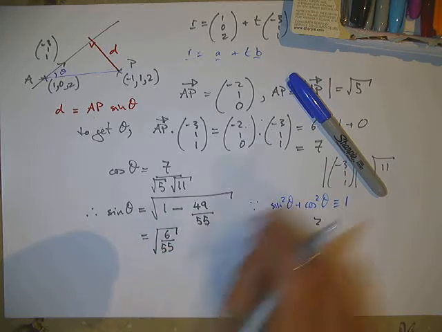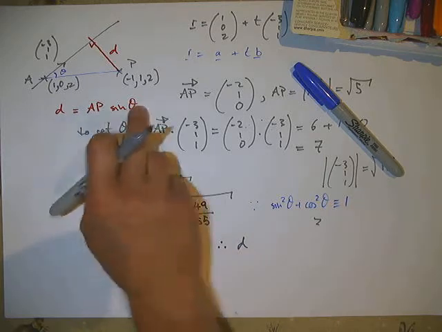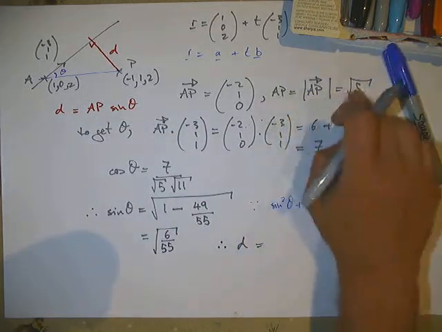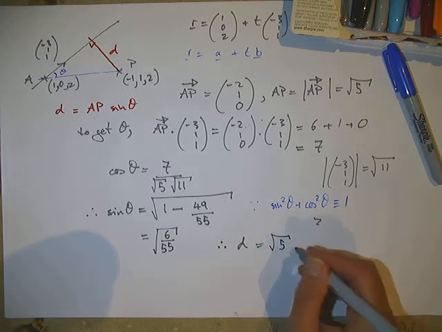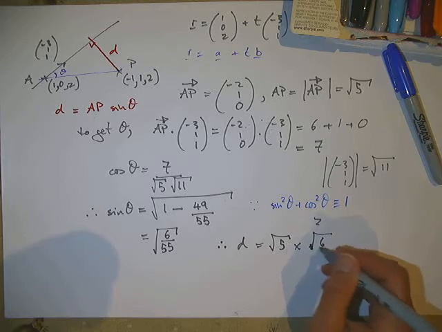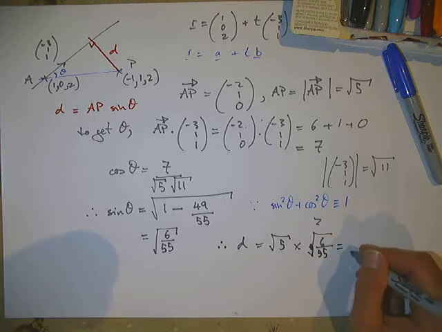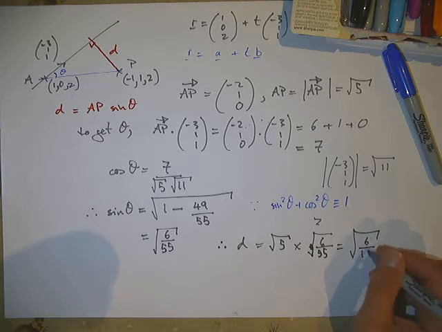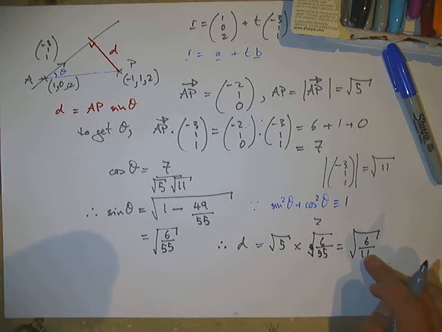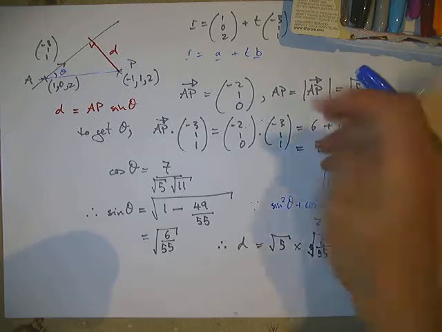And I'll tidy all this up later. Therefore, D is AP sine theta. AP, root 5, times that, root 6 over 55. The root 5's cancel. Root of 6 over 11. We hate thirds in denominators. Let's multiply top and bottom by root 11. Root 66 over 11.